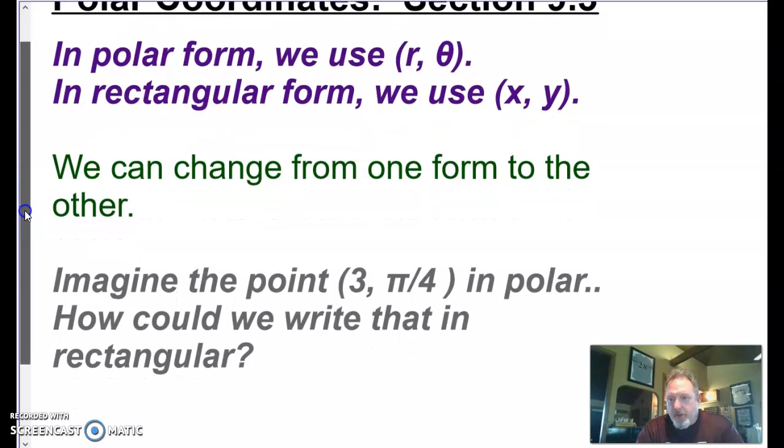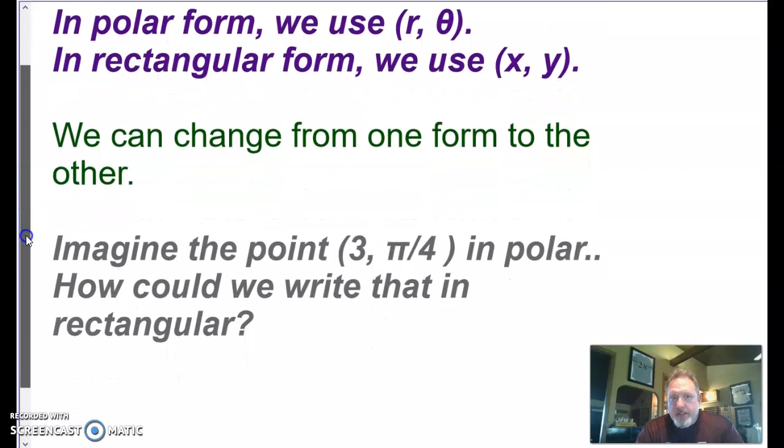If we imagine the point 3, pi over 4 in polar, how can we write that in rectangular? Or if we have the point 5, 6 in rectangular, how do we get back to polar? That's what we're going to show you here in the upcoming slides.